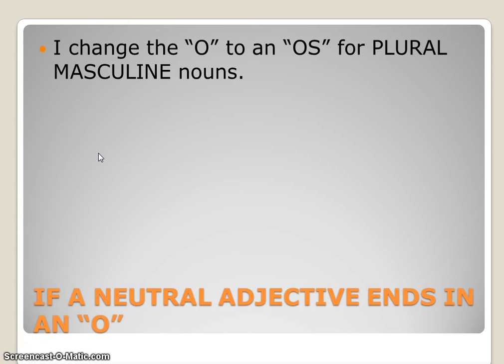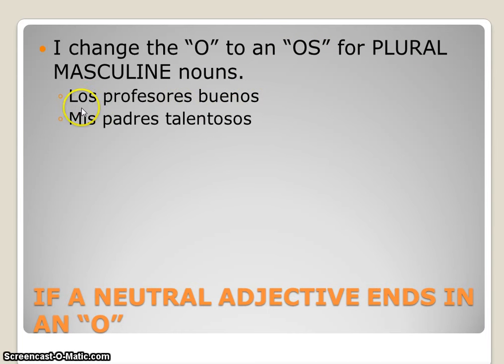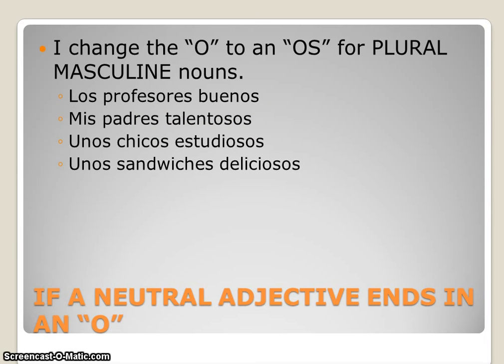Now if it's masculine and plural, then I'm going to add an S. So I've got los profesores buenos. Again, notice all of my S's. Mis padres talentosos. Unos chicos estudiosos. All S's.